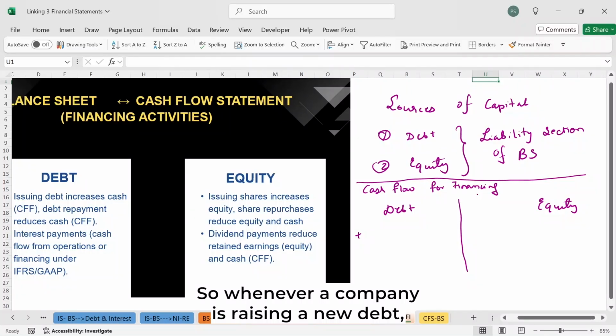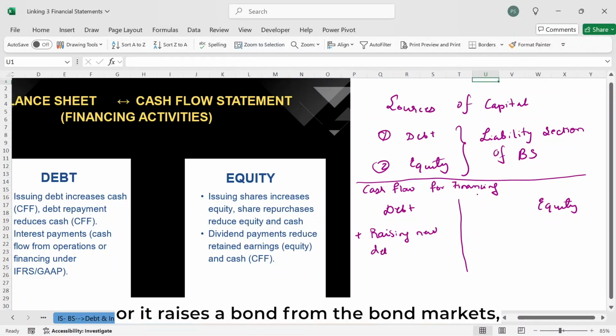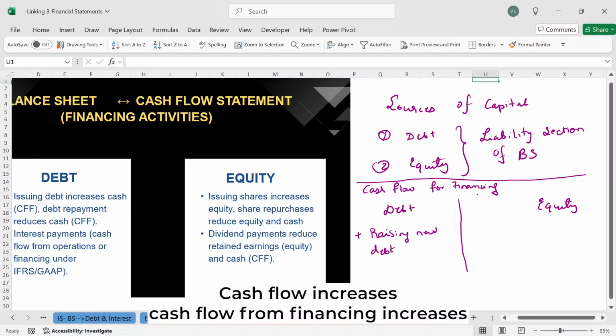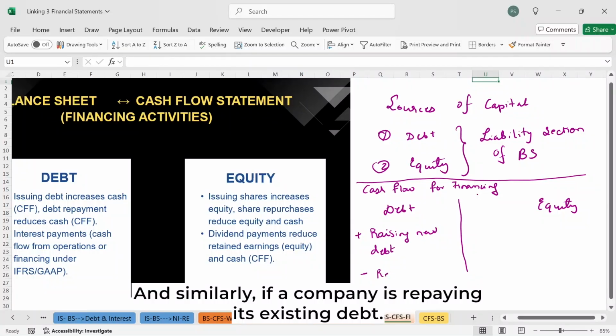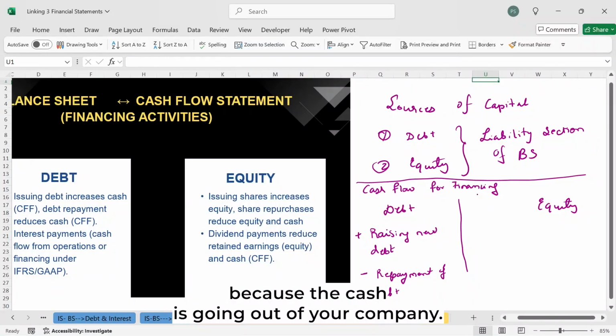So whenever a company is raising new debt, whenever it takes a new loan from the bank, or raises a bond from the bond markets, money comes into your business. There is an inflow of cash. It's a positive inflow. Cash flow from financing increases when new debt has been raised. Similarly, if a company is repaying its existing debt, common sense tells us that the cash flow from financing activity should decrease because the cash is going out of your company.